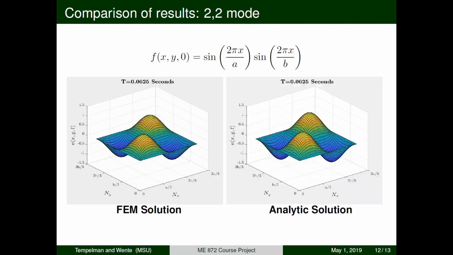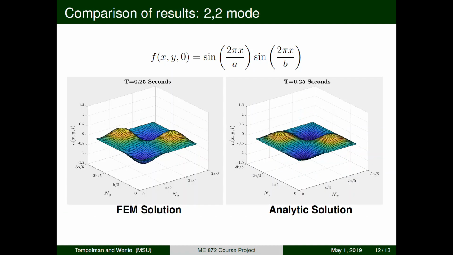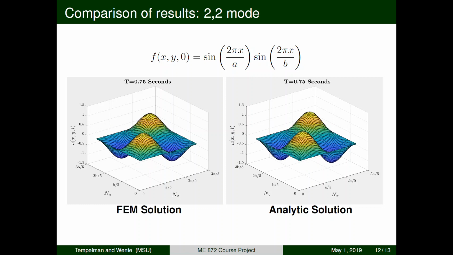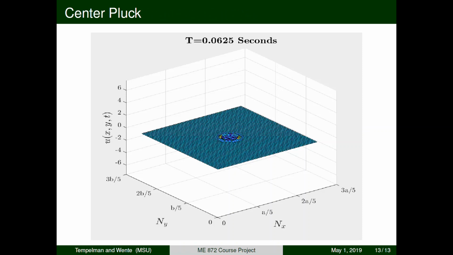We then have an example of one of the solutions here, which is the comparison with the analytic solution for the 2-2 mode. And we also have the solution for a center pluck.